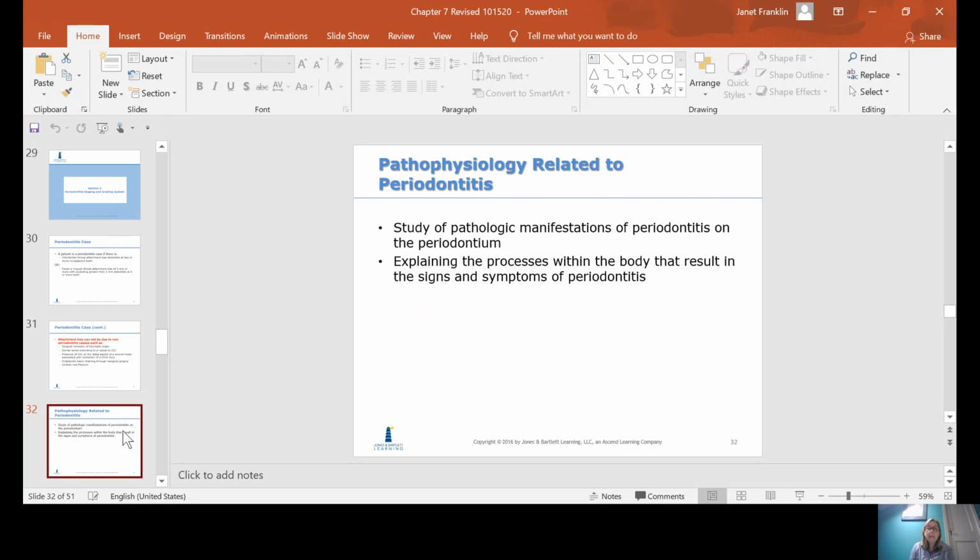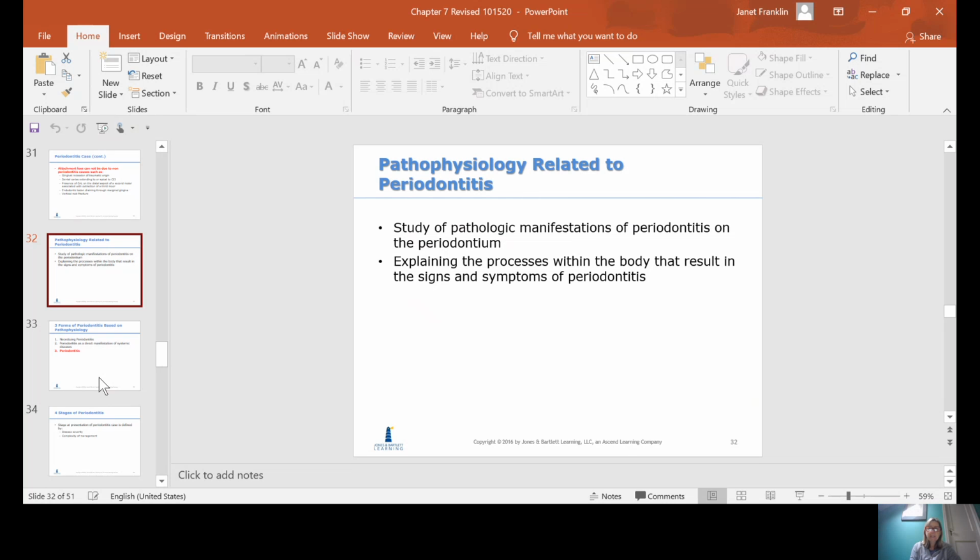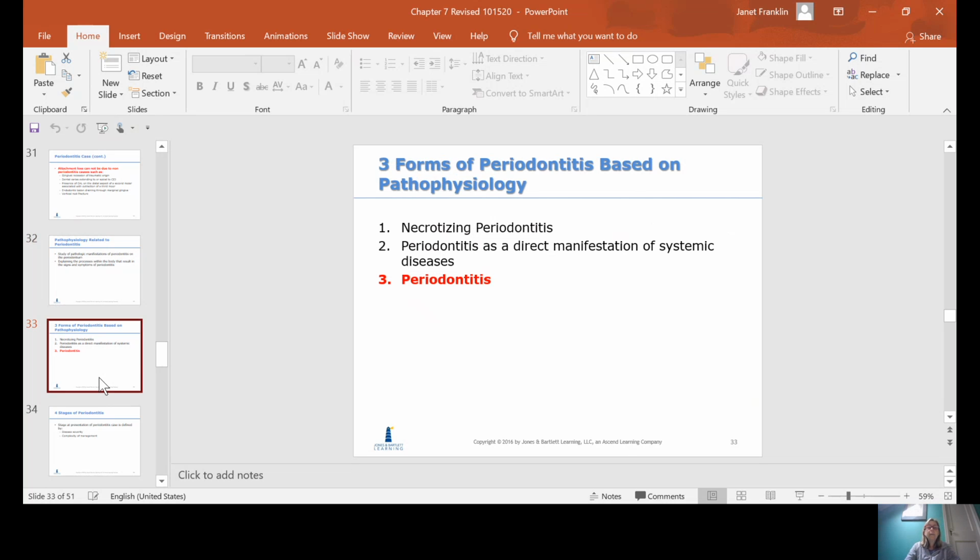Pathophysiology related to periodontitis is the study of pathologic manifestations of periodontitis on the periodontium, explaining the processes within the body that result in the signs and symptoms of periodontitis. 3 forms of periodontitis based on pathophysiology are necrotizing periodontitis and periodontitis as a direct manifestation of systemic diseases. And then we have periodontitis. So based on the pathophysiology, or as we said, the study of the manifestations of periodontitis. So stress can be a factor in necrotizing periodontitis, as well as damaging bacteria, systemic diseases that can contribute, such as diabetes.